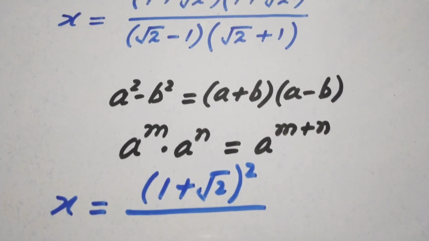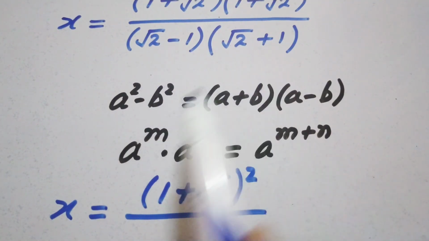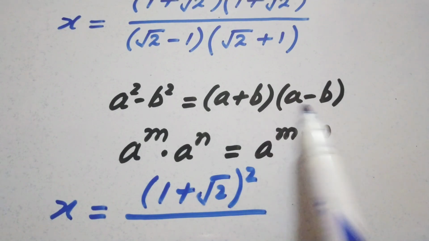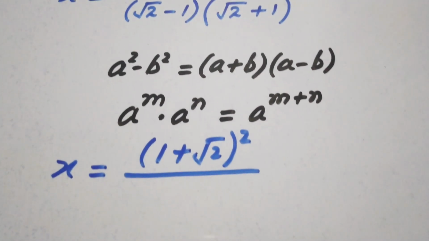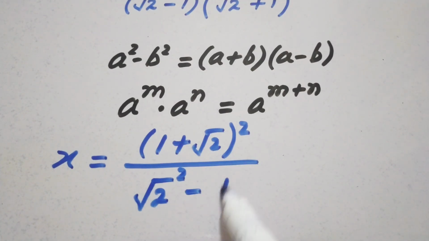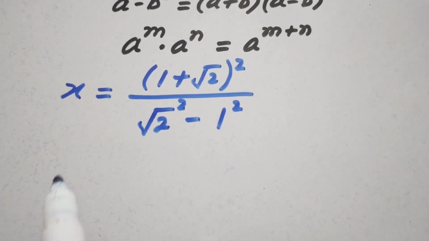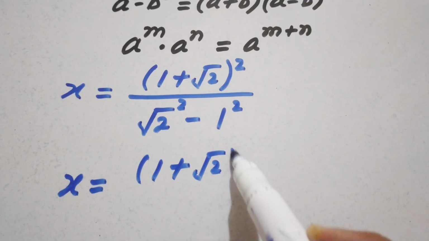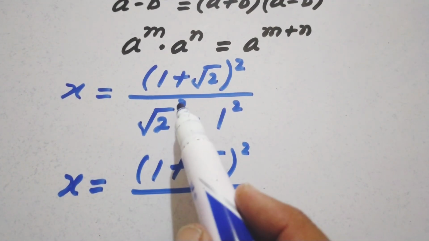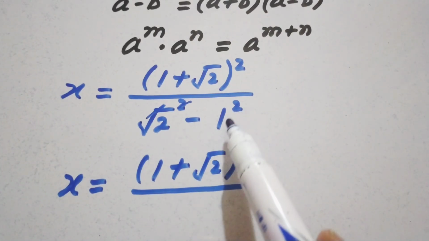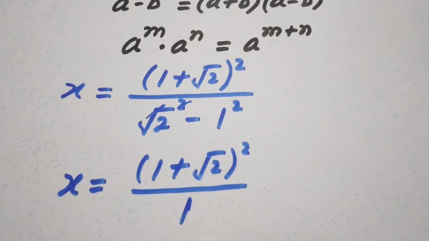Divided by, we can use this algebraic identity here, a minus b into a plus b. This will become a squared minus b squared. Here a is square root 2, so square root 2 squared, minus b squared, where b is 1, and 1 squared is 1. So here x is equal to (1 plus square root 2) whole squared, divided by this square root and square cancel out each other, 2 minus 1, because 1 squared is 1. 2 minus 1 we get 1.